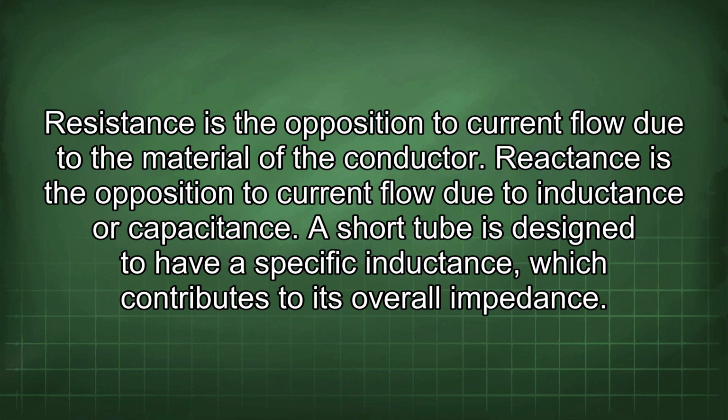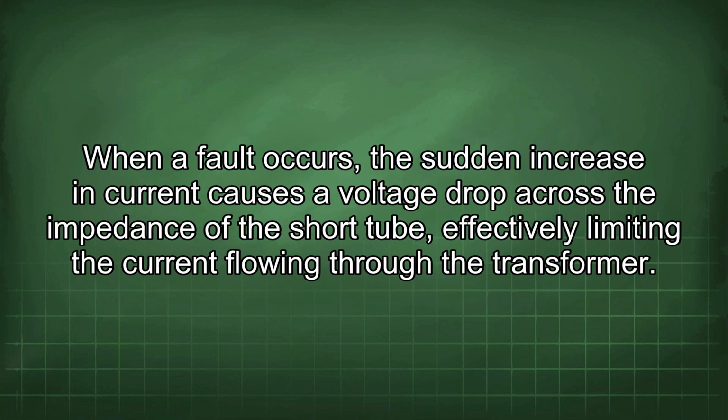A short tube is designed to have a specific inductance, which contributes to its overall impedance. When a fault occurs, the sudden increase in current causes a voltage drop across the impedance of the short tube, effectively limiting the current flowing through the transformer.